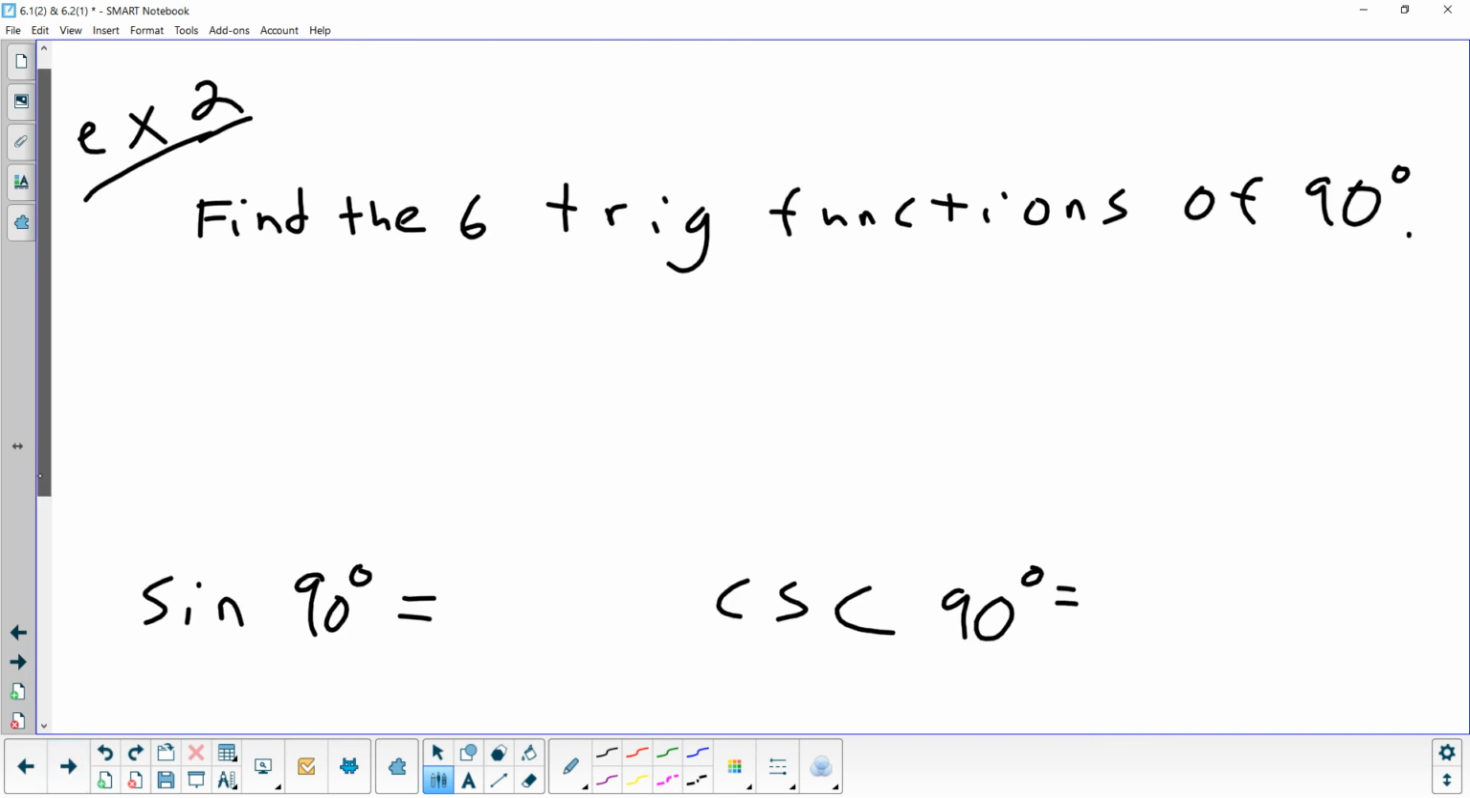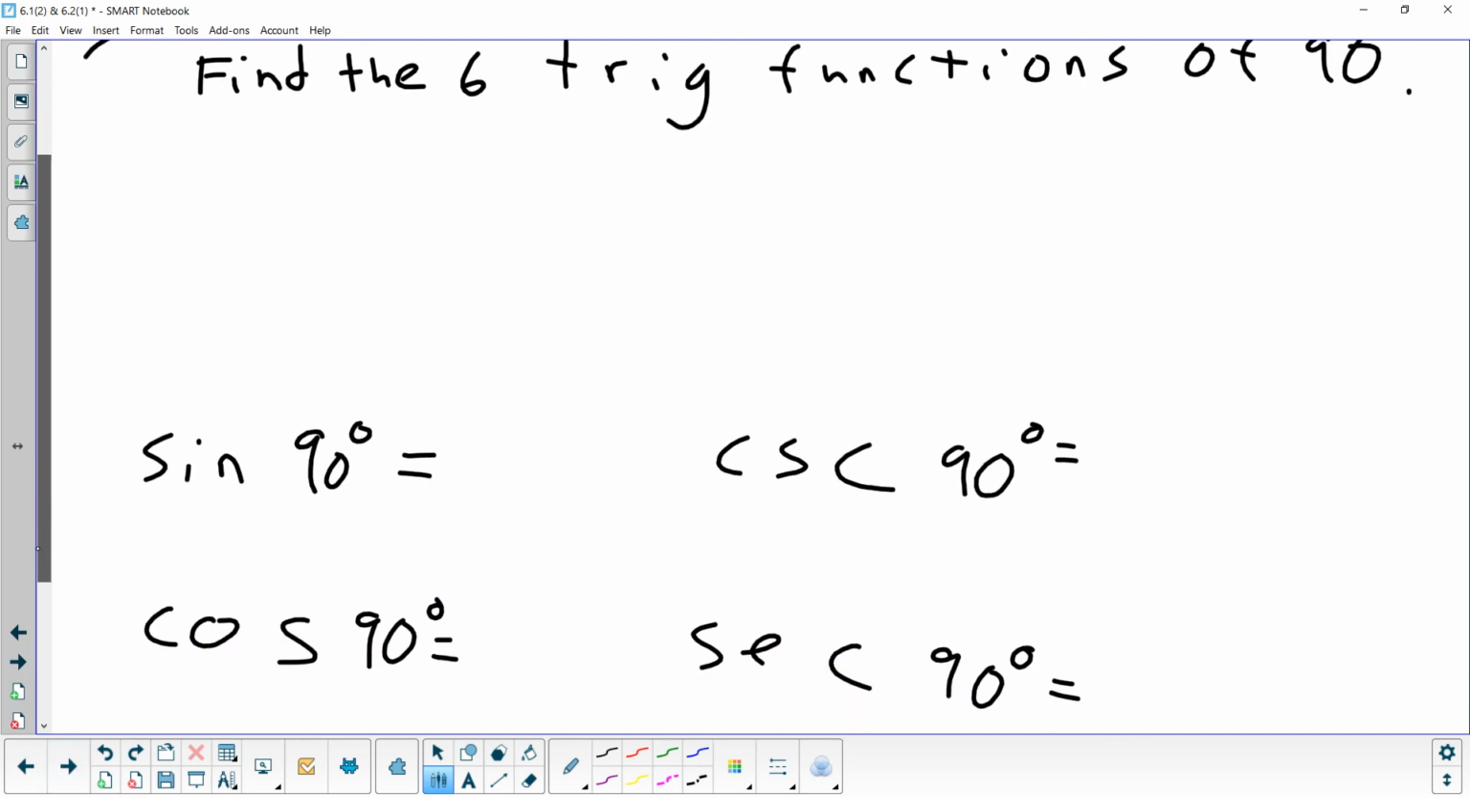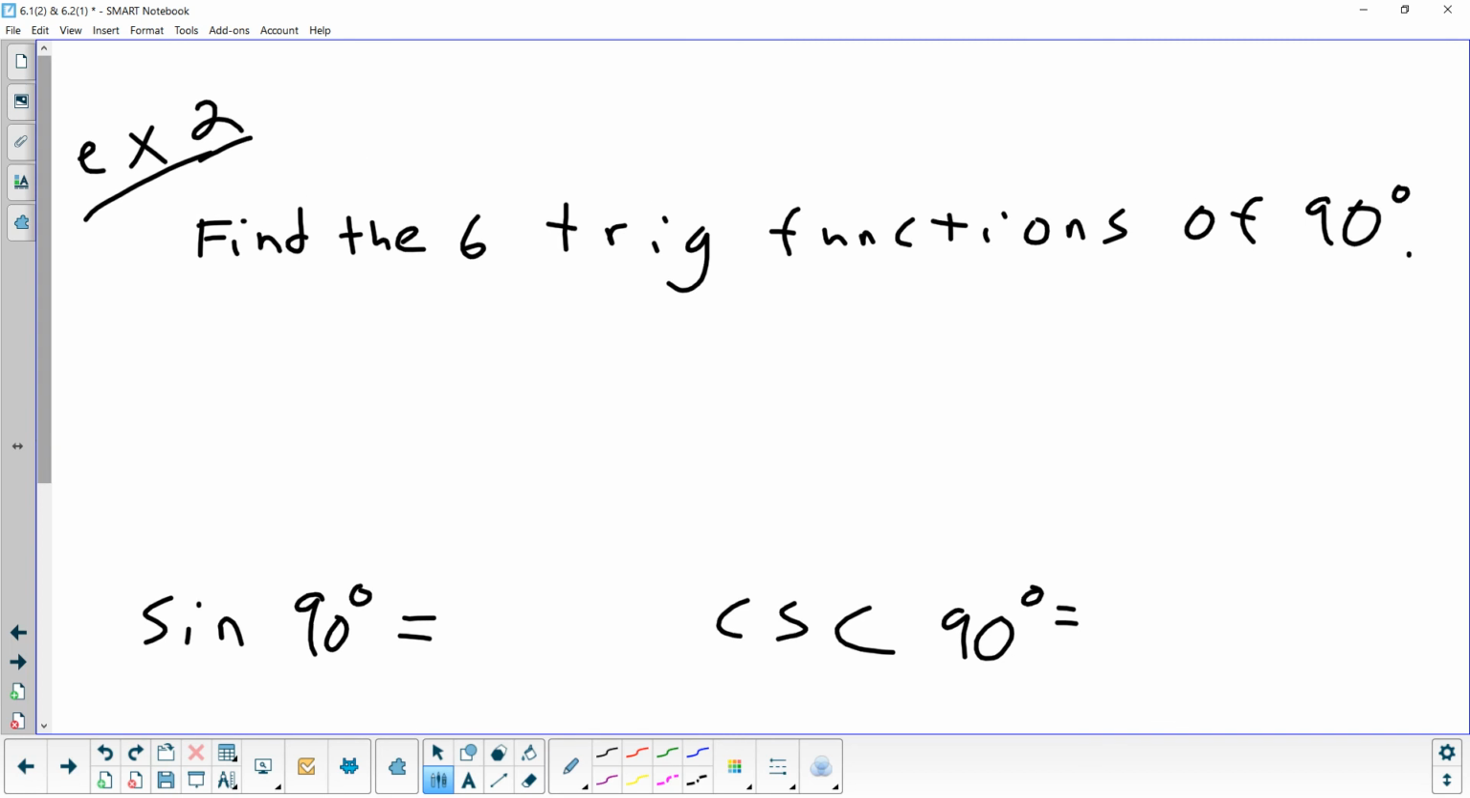Okay, I don't know if I'm gonna do all 6 trig functions of 90. We'll do some of them. But what's the first thing you have to find here, and you can't do anything until you find it? Yep. The coordinate. It's great that they gave you the angle, but that's more work. Now we need the coordinate. What's the coordinate for 90 degrees? Yep. 0, 1.